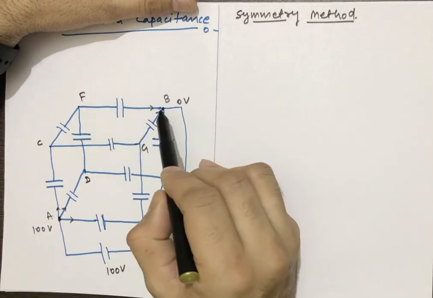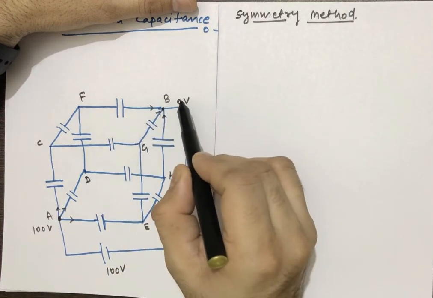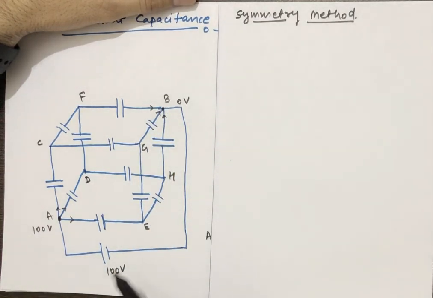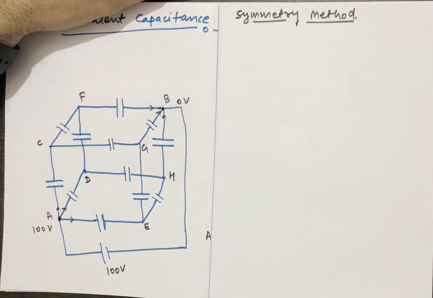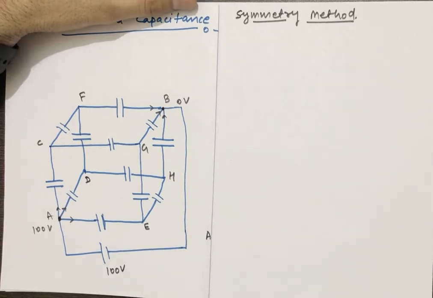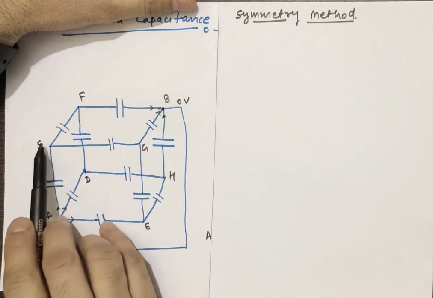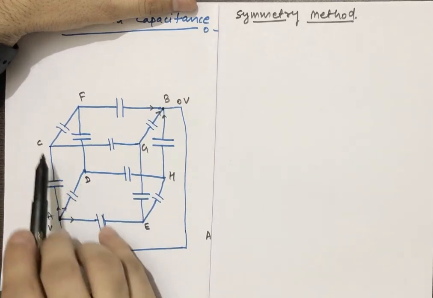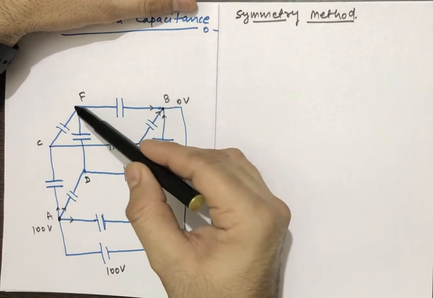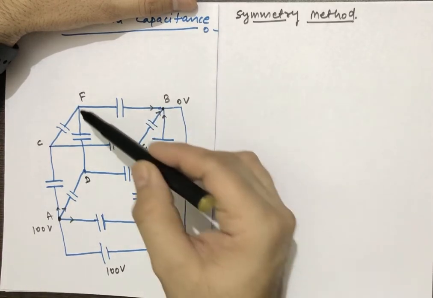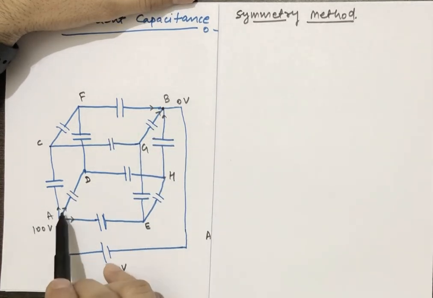This portion has potential 0, I'm taking, because the battery is taken to be 100 volt. Our positive terminal is 100 volt, then the negative is taken as 0 volt, right? So from A, the points C, D, E by symmetry have the same potential. In the same way, near the B point, the points F, G, H have the same potential. So I will draw a symmetric diagram for this wireframe.